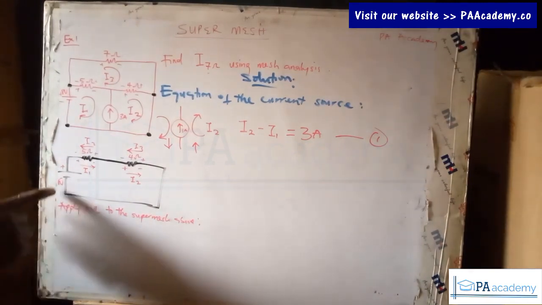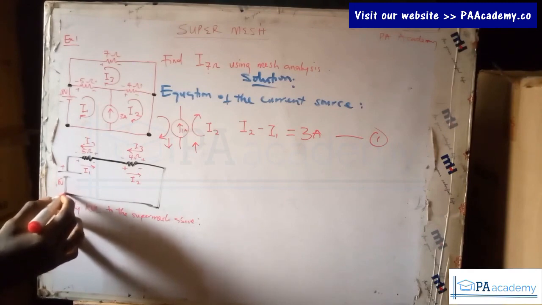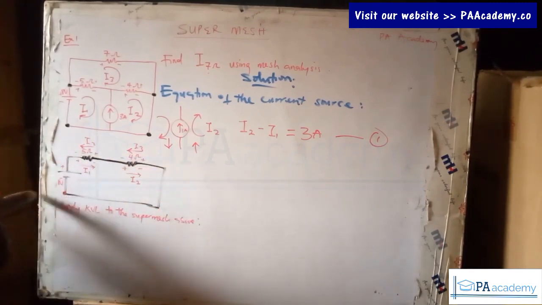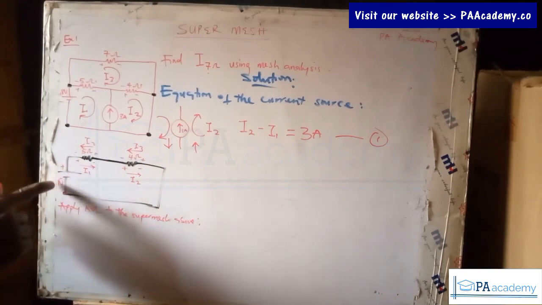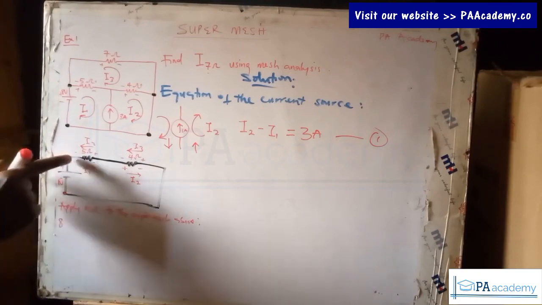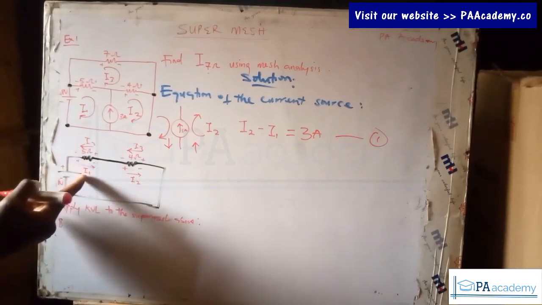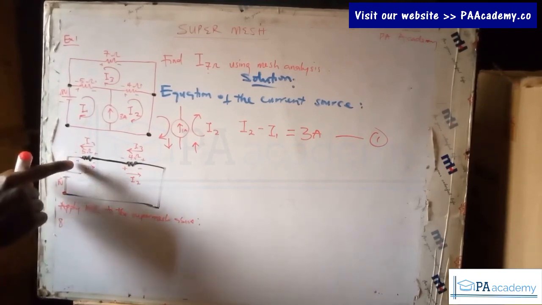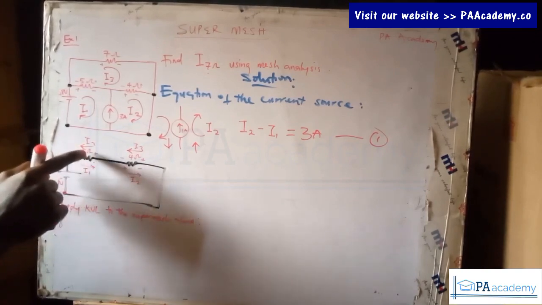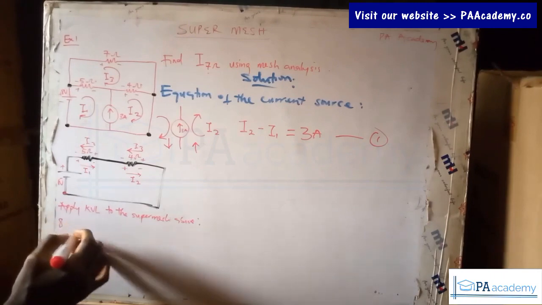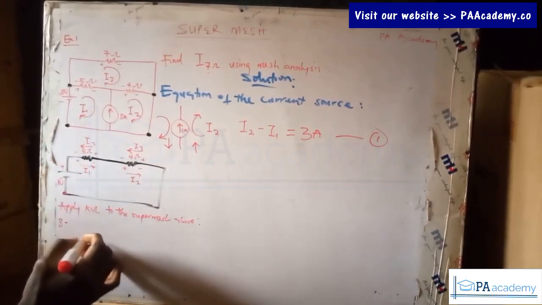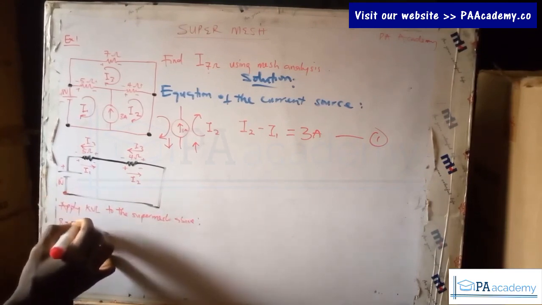So in applying KVL, let's just start from this node. We go around the circuit and come back here. Starting from here, from negative to positive, you have 8 volts. So that's going to be 8. Since it's from negative to positive, once we get here, let's start with the I1 current. I1 is flowing from positive to negative through the 5 ohm resistor, so that's going to give us minus, from positive to negative. So that's going to give us minus 5 I1.